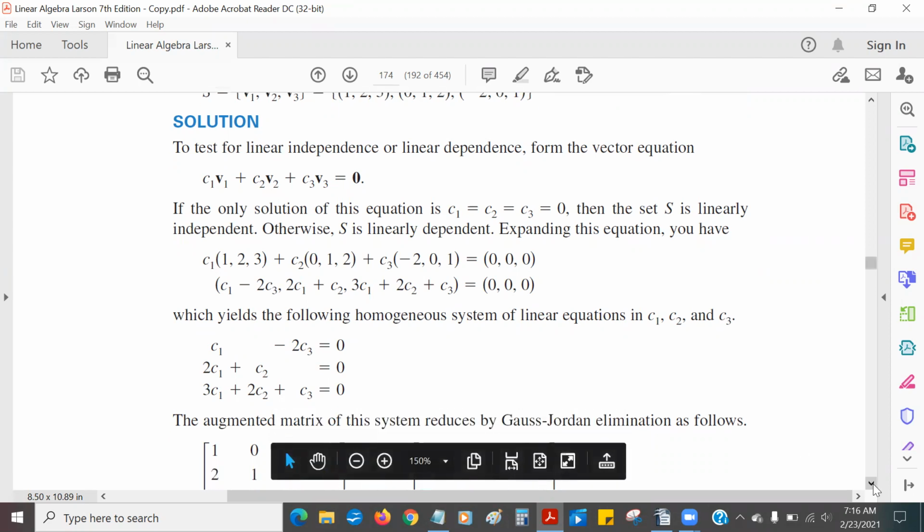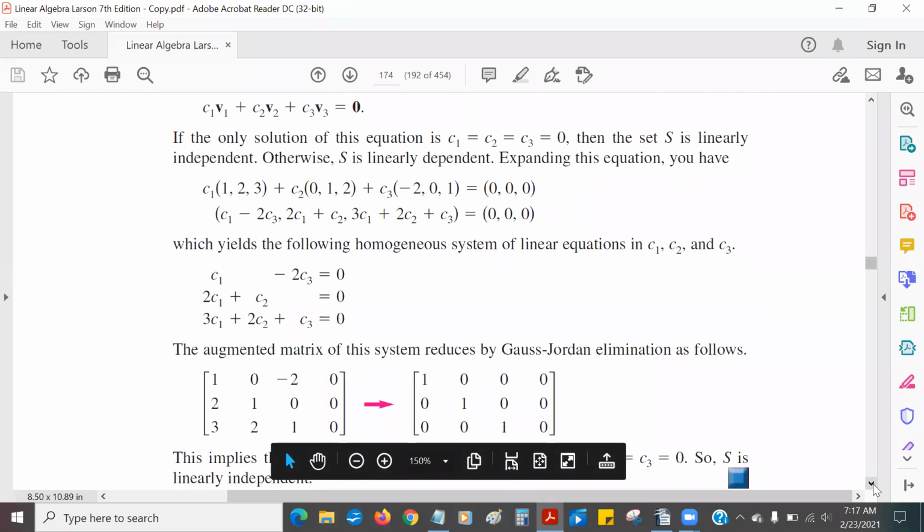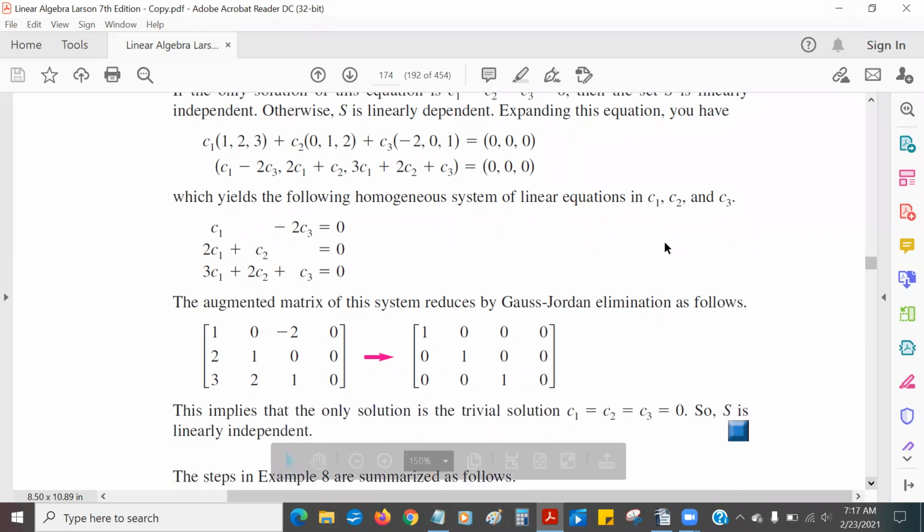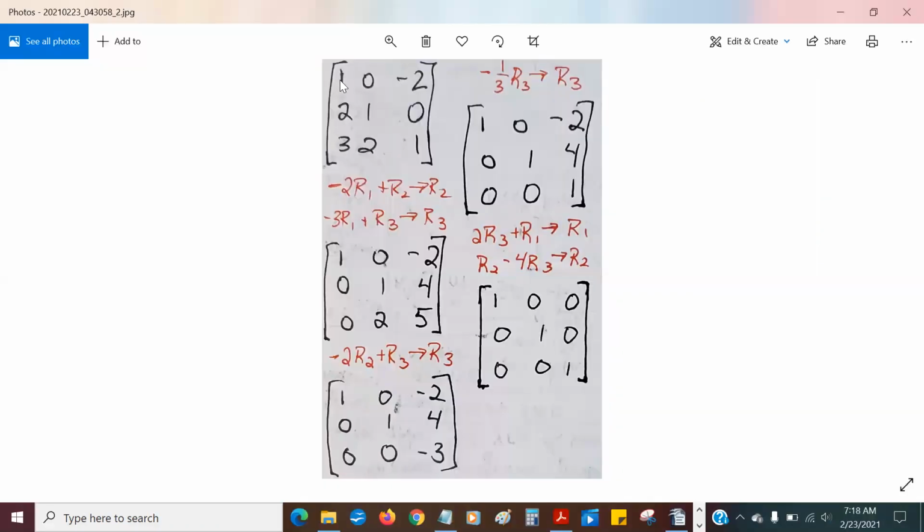Anyway, here's the augmented matrix. I'm just taking the coefficients, and it looks like this. That tells us that C1 equals 0, C2 equals 0, and C3 equals 0. So this is, drumroll please, linearly independent. Now I just wanted to show you the steps of how we did this Gauss-Jordan elimination. So I have it right here. We started with 1, 2, 3, 0, 2, negative 2, 0, 1.